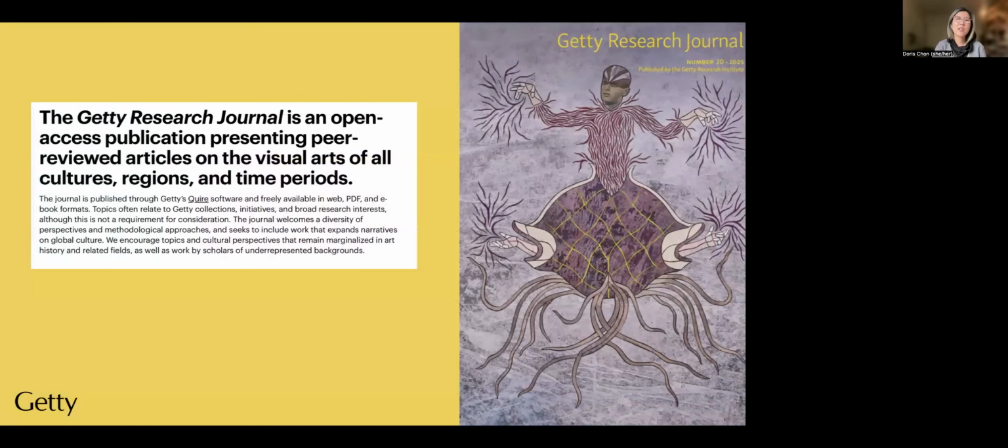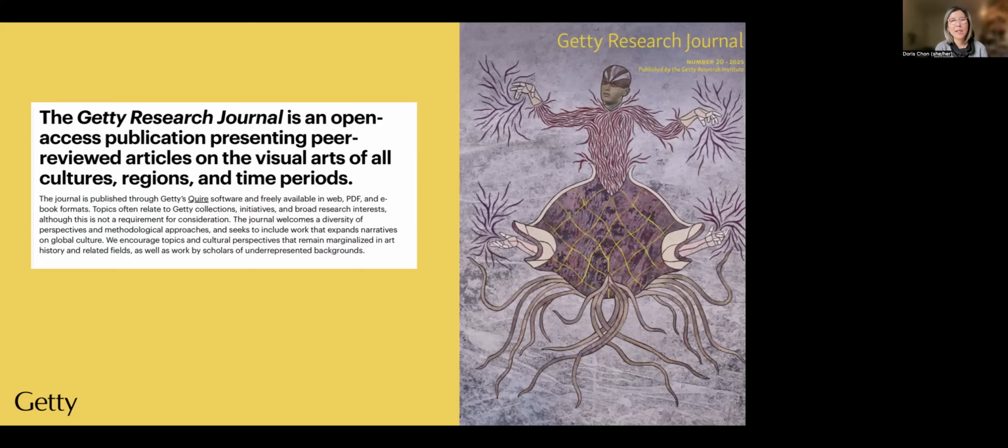So this is what you see under the About section of our landing page, which gives the scope and parameters of the journal. This is in the midst of some evolution, but I'll go ahead and read that now. The Getty Research Journal is an open access publication presenting peer-reviewed articles on the visual arts of all cultures, regions, and time periods. The journal is published through Getty's Skwire software and freely available in web, PDF, and ebook formats.